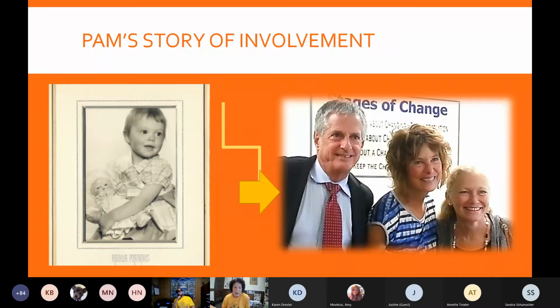So I was born in Chicago, so I'm not originally from the Milwaukee area, but I had the privilege of growing up in Fox River Grove, Illinois. And that is a suburb outside of Chicago. And I grew up on the Fox River.